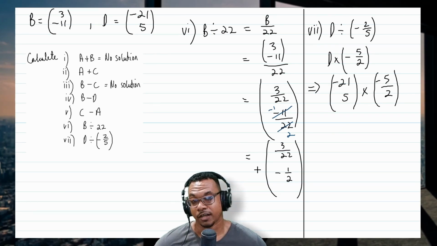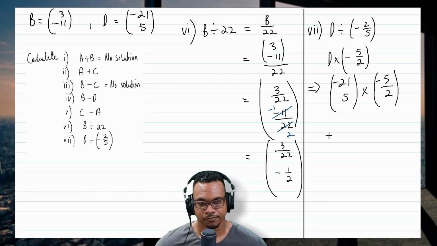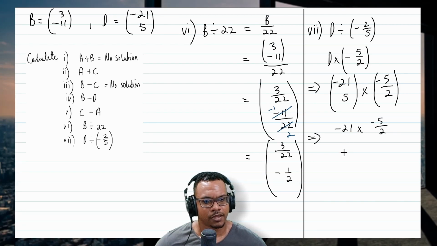Now I know it looks like something might cancel, because you see something here. No, this negative 21 has to multiply by negative 5/2, and this 5 has to multiply by negative 5/2. It's a column matrix. So you have negative 21 multiplied by negative 5/2, and you have 5 multiplied by negative 5/2.